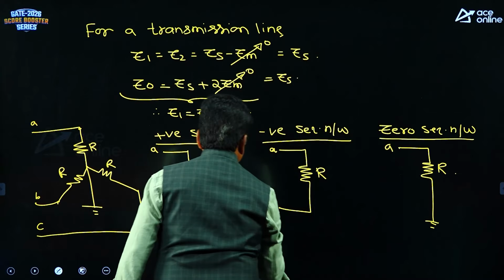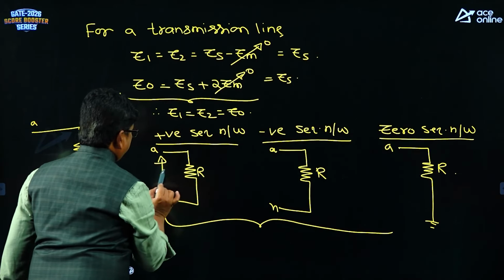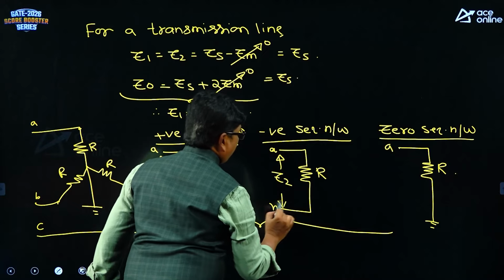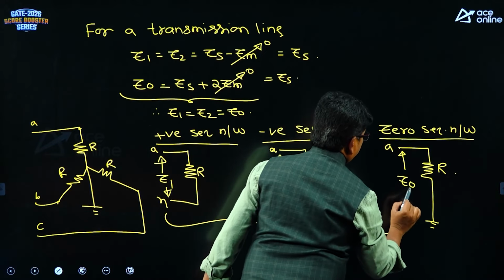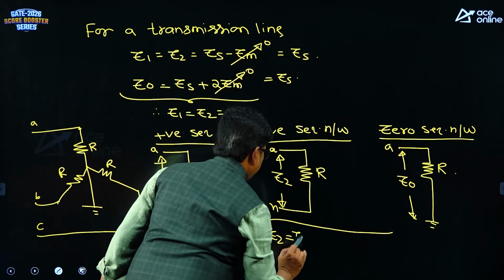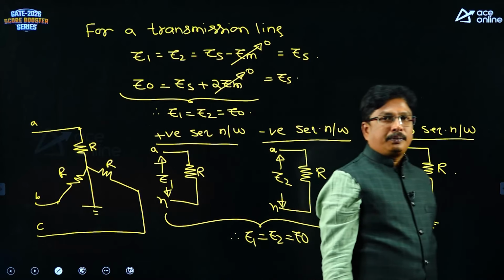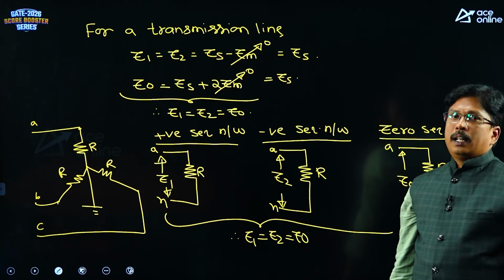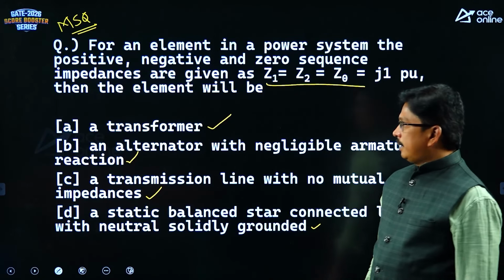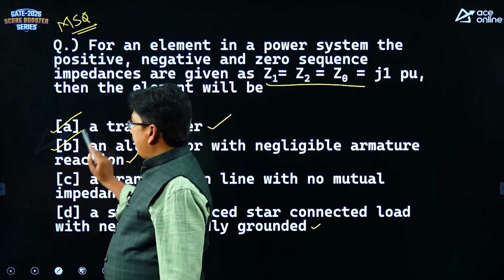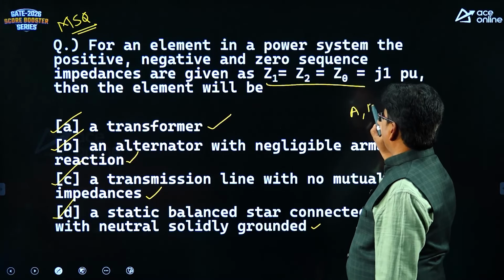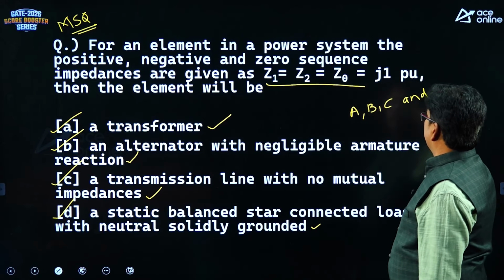Now you can check here. Here I am calculating Z1, which is R. I am calculating Z2, which is R. I am calculating Z0, which is also R. Therefore, Z1 is equivalent to Z2 is equivalent to Z0. Got it? So for this also all are the same. Therefore, option D is also correct. So what are the correct answers? All are correct: A, B, C and D.